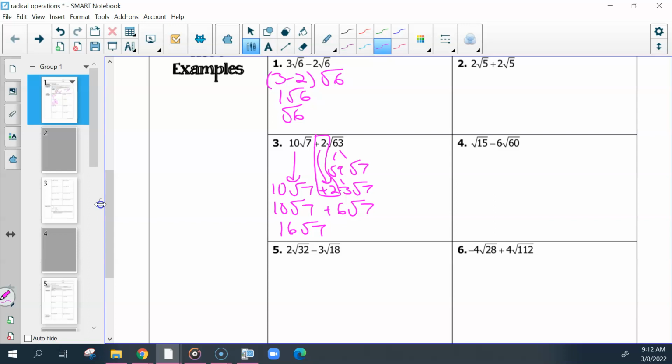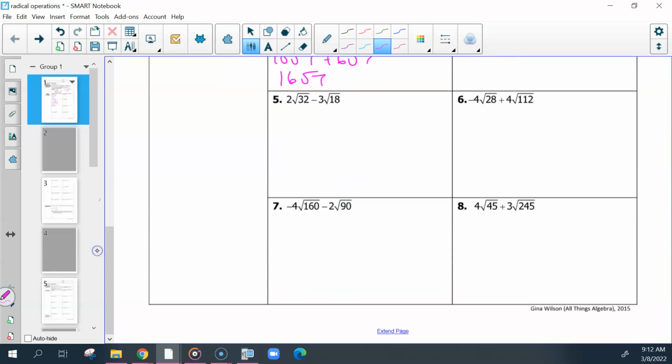Okay, let's try number 6. Now we have 2 things we need to simplify, so take it one step at a time. What is the highest perfect square we can divide out of 28? 4 and 7. Square root of 4 is 2. And we have to bring down our negative 4. We also have to bring down our positive 4.